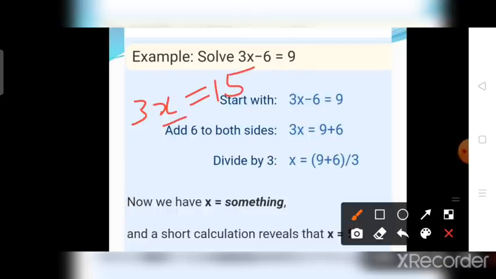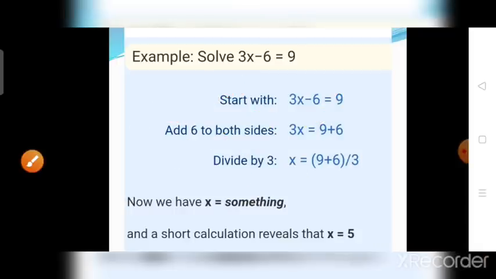Find the x value. 3 is multiplied, so coming to this side it means divide. x is equal to 15 divided by 3. Cancel the 3 table. 1 3s are 3, 5 3s are 15. Therefore, the x value is equal to 5. Do you understand, students?